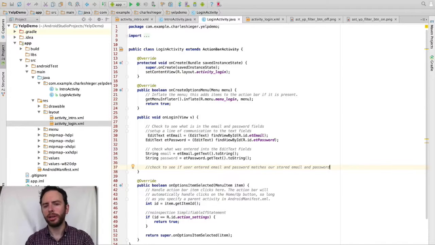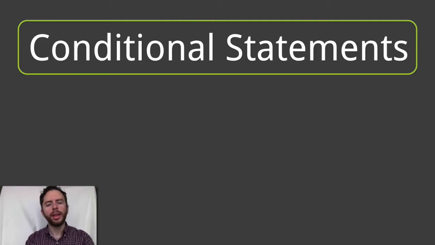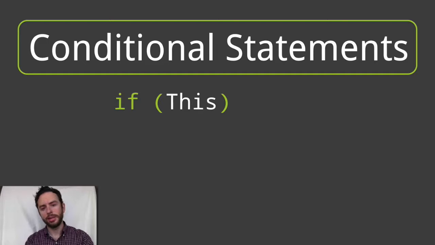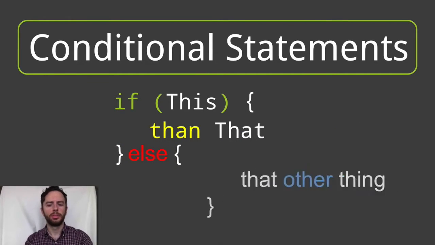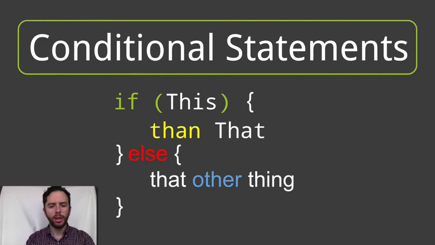Let's take a brief look at how an if statement is composed. An if statement is a type of conditional statement. If this, then that. Else, that other thing. Notice the syntax here. This is important. So this will be our conditional. So in the condition that this is met, we will do this. If this condition is not met, then we're going to do something else.